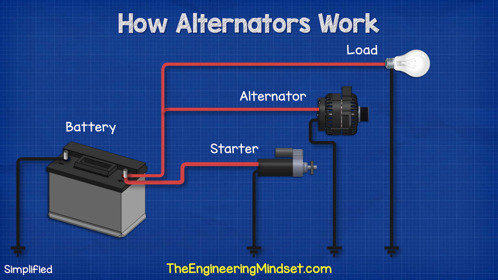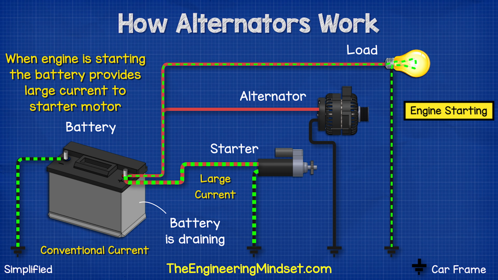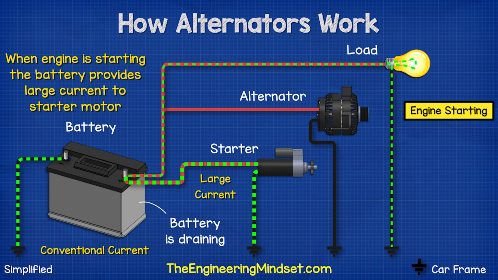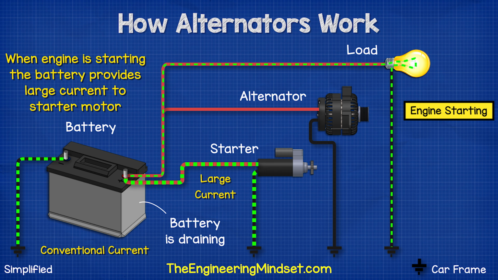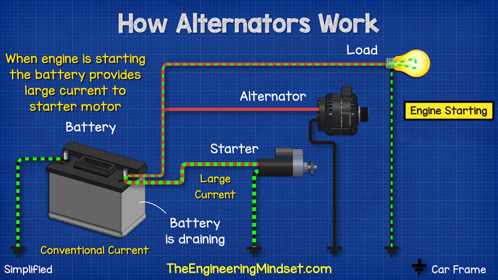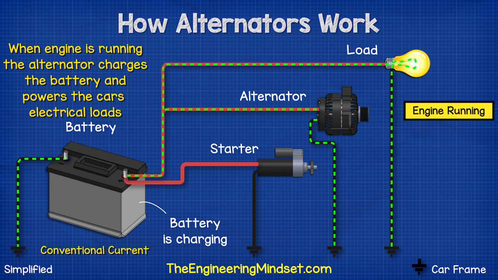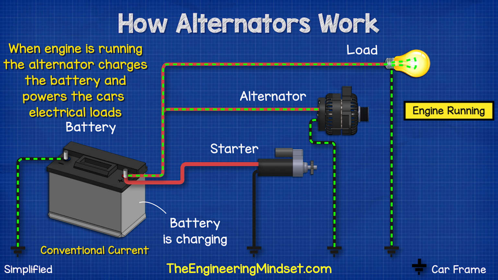When the engine is off, the battery powers the car's electrical components. This will drain the battery though. When the car starts, the battery provides a huge amount of current to the starter motor, which turns the flywheel and starts the engine. The battery is again partly drained during the startup because of the large current required to turn the starter motor. Once the engine is running, the alternator is used to recharge the battery so that it has enough stored energy to start the engine again in future.